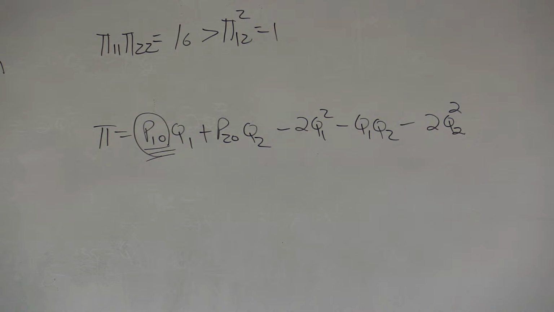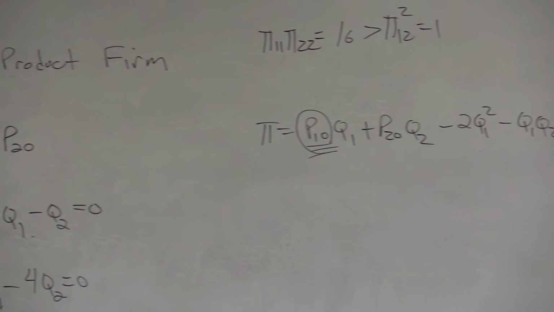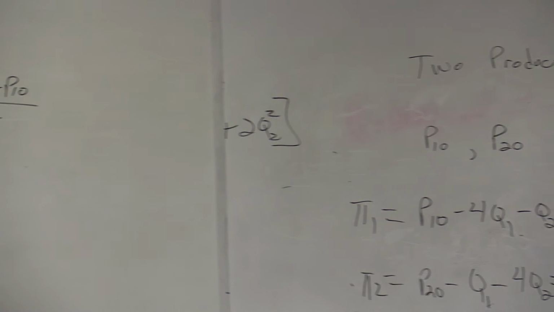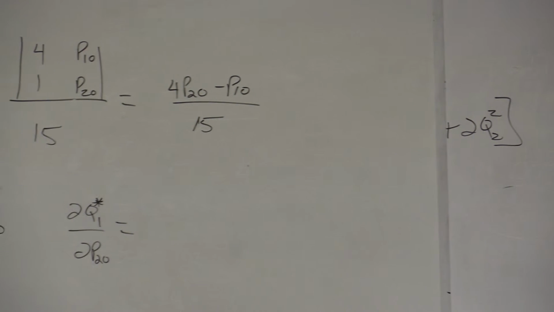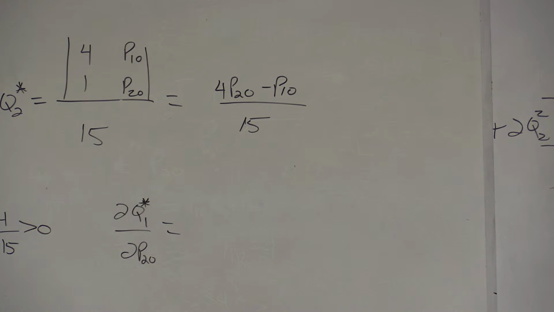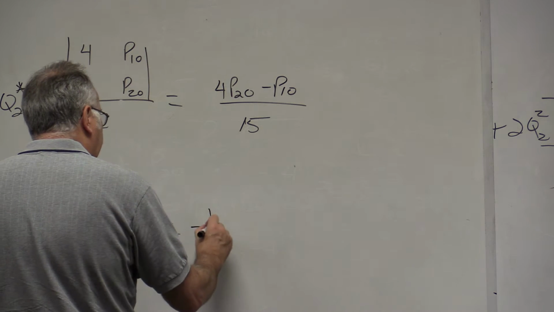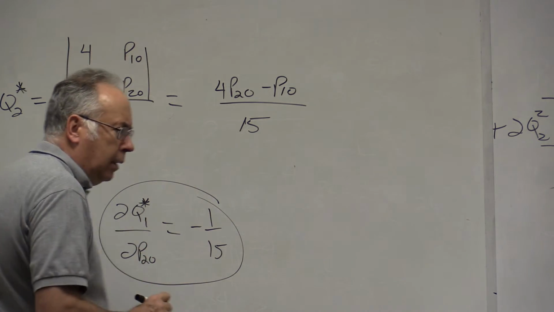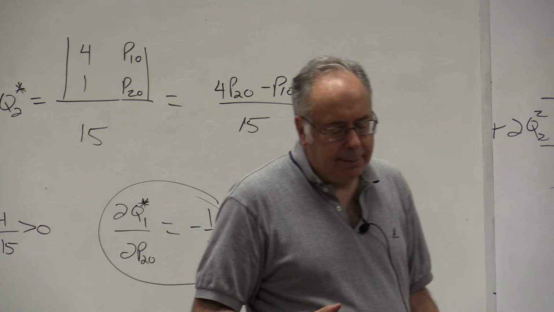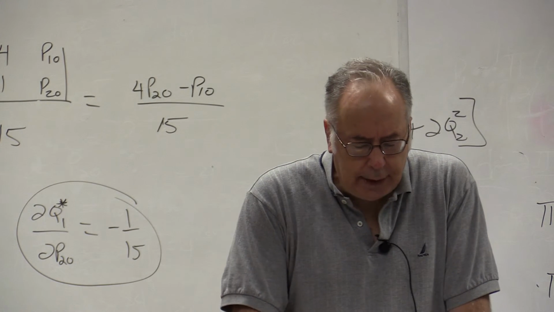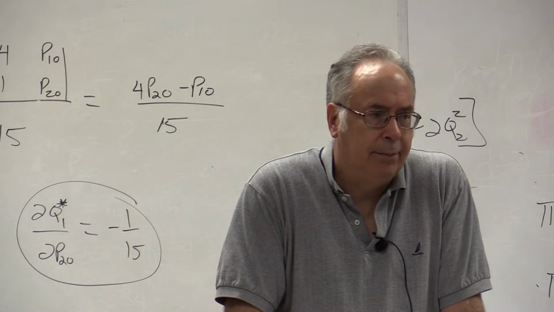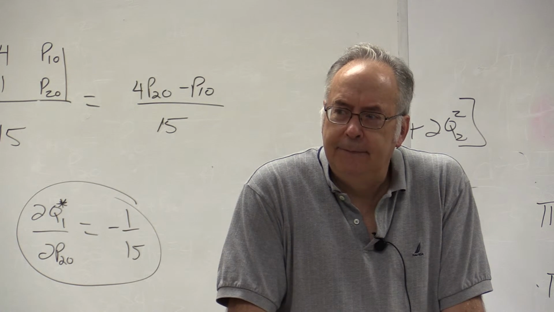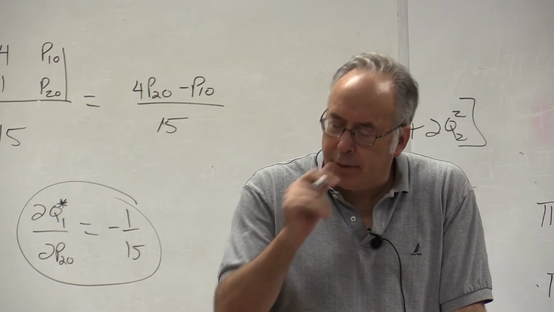What is partial Q1 star, partial P2? Negative 1 over 15. That's negative. So where is this coming from intuitively? Why is it that when the price of product 2 goes up, you want to produce less of product 1? You want to shift your resources to producing product 2. Right, you want to produce more product 2.